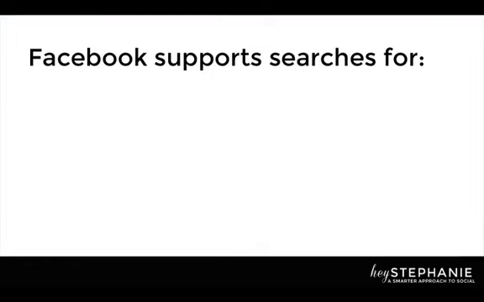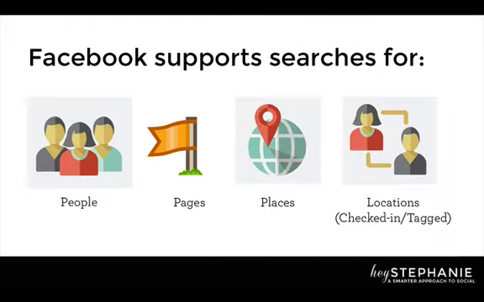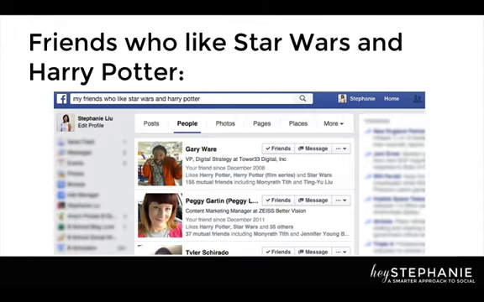Facebook Graph Search supports searches for people, pages, places, and locations you or your friends have checked into or have been tagged at. So let's say, for example, I go into Facebook and I could search for friends who like Star Wars and Harry Potter. So check out my friends, my nerdy friends.